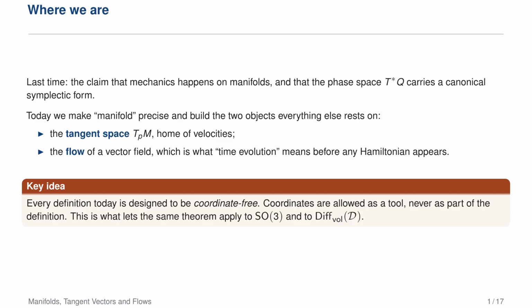The first is the tangent space to M at P, which is the home of velocities. The second is the flow of a vector field. The flow is what time evolution means before any Hamiltonian has appeared. Here is the thing to hold on to. Every definition today is designed to be coordinate-free. Coordinates are allowed as a tool, but never as part of the definition. That discipline is what lets the same theorem apply to SO3 and to the volume-preserving diffeomorphisms of D.